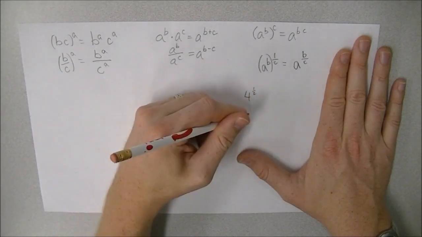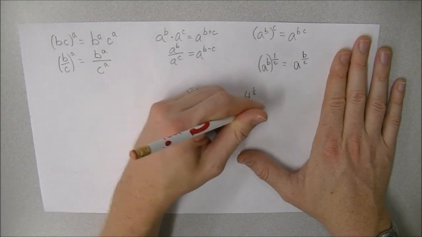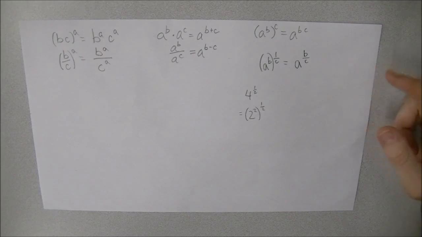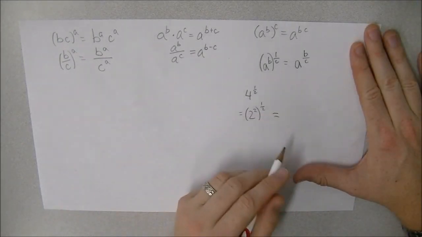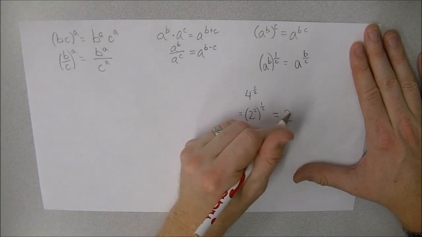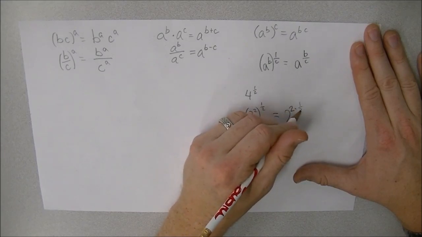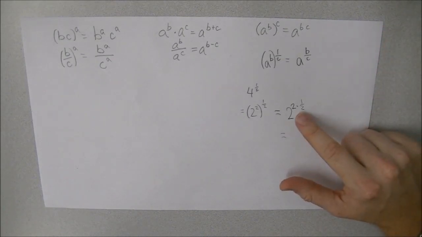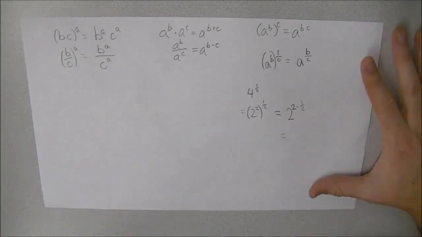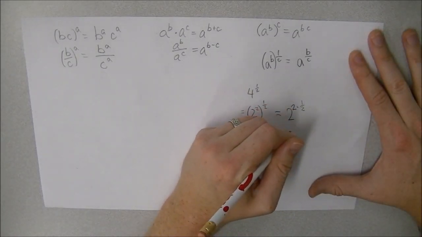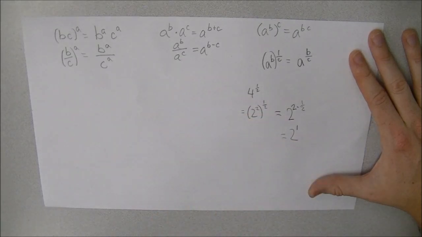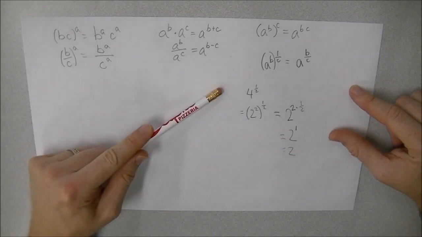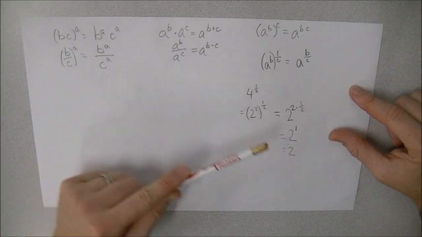4, I know, is 2 squared, so I'm going to write this as 2 squared to the exponent 1/2. Now following the rules, this is going to be the same as 2 to the power of 2 times 1/2. So 2 times 1/2 is 1, so this is 2 to the power of 1, which is 2. So 4 to the 1/2 is equal to 2.